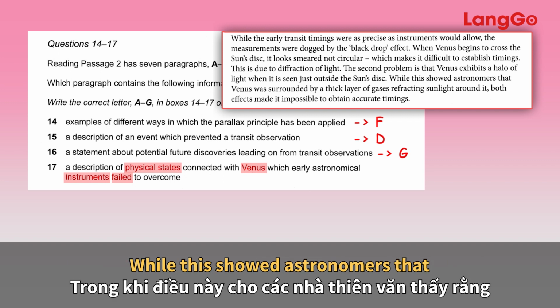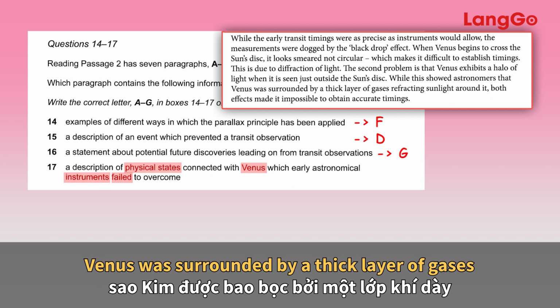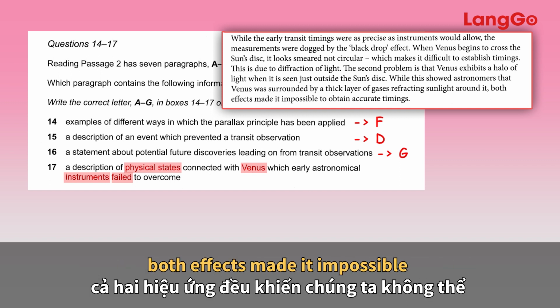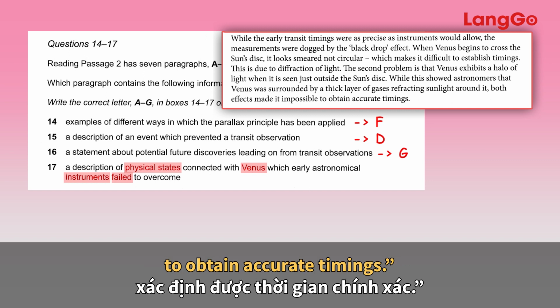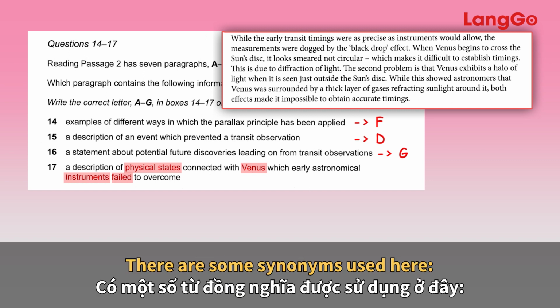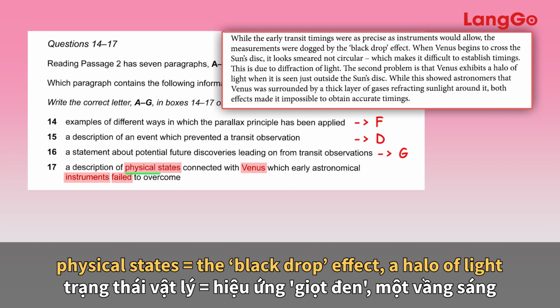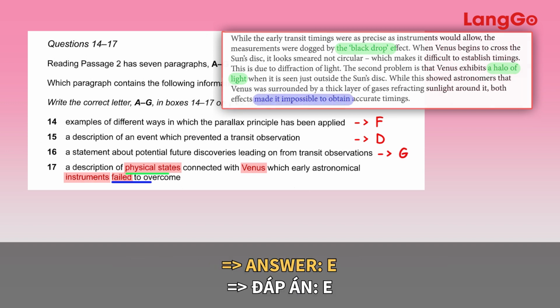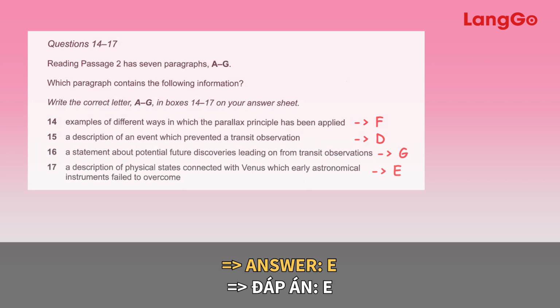While this showed astronomers that Venus was surrounded by a thick layer of gases refracting sunlight around it, both effects made it impossible to obtain accurate timings. There are some synonyms used here. Physical states are the black drop effect and a halo of light, and fail to overcome means the same as made it impossible. So we would know that the answer is paragraph E.